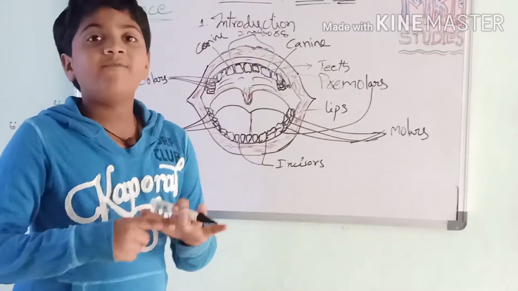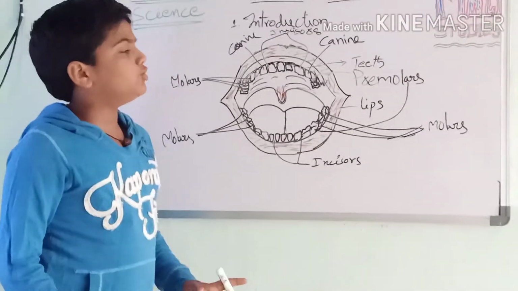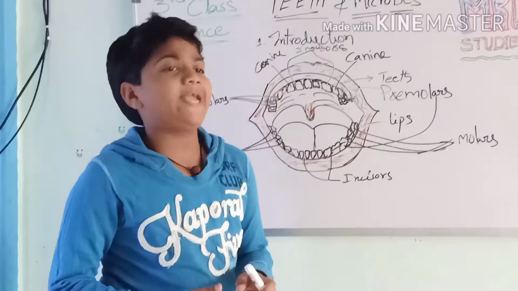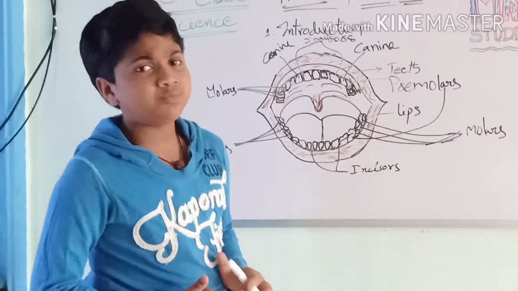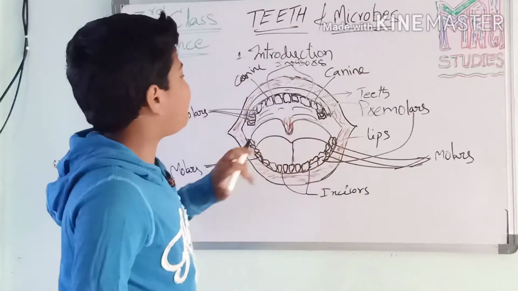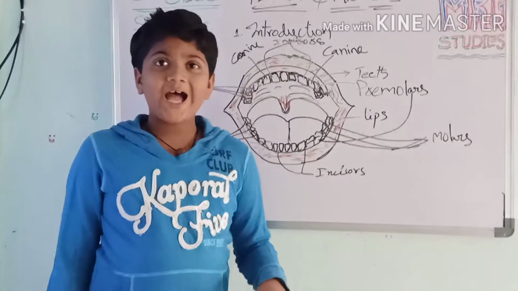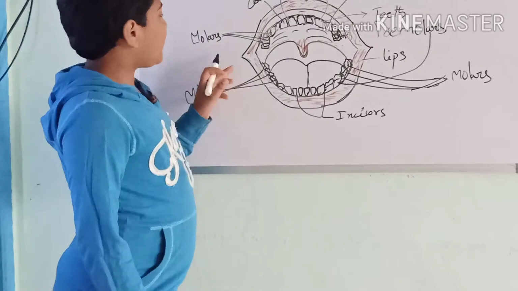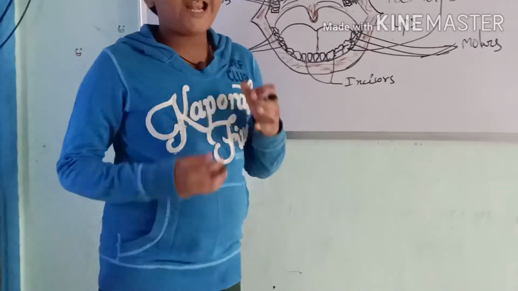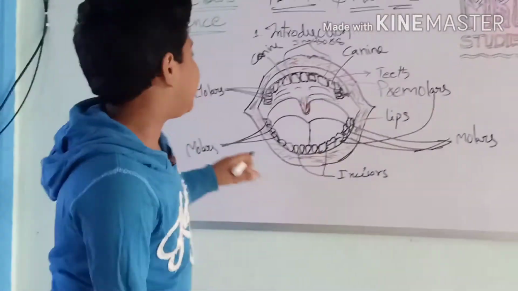Premolars mean flat and broad. With premolars we will eat and chew. Chew means they break the food so the parts become small. Molars are broad and flat. Molars also grind. They do the grinding. Like that.